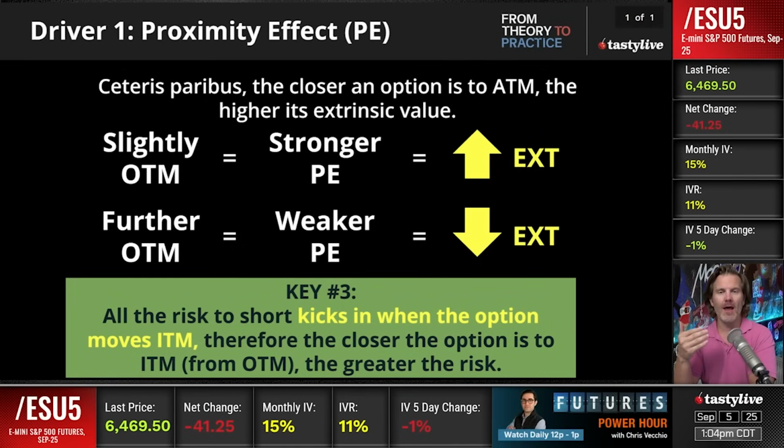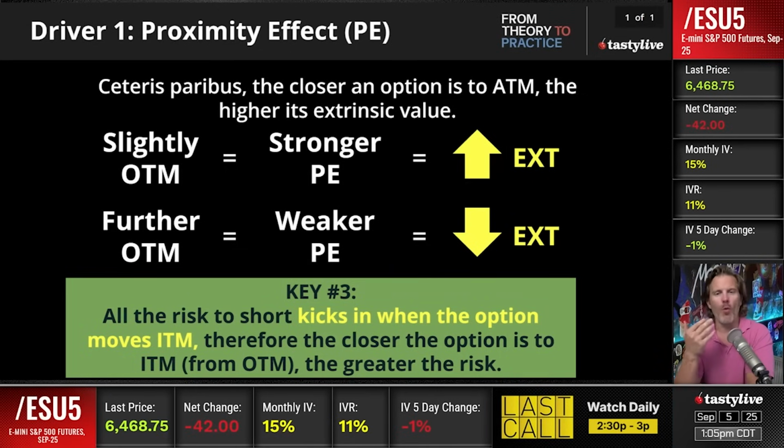And so when the option is slightly out of the money, as opposed to further out of the money, which we're going to talk about in a second, the extrinsic value is higher because the short has to charge more for that option, because he or she is taking more risk. To be compensated for that additional risk, you're going to see a higher extrinsic value from that stronger proximity effect.